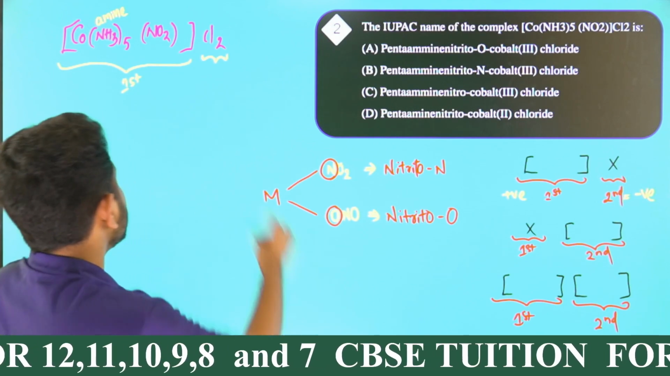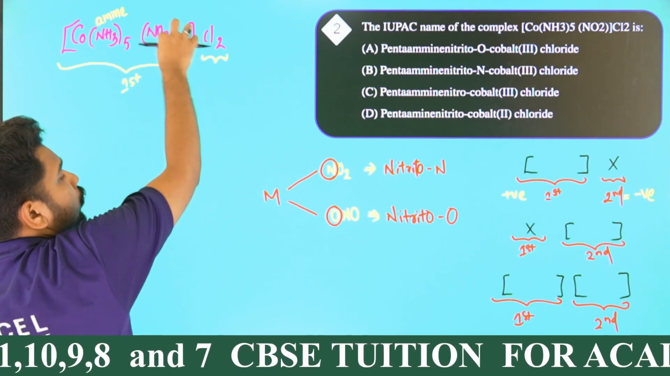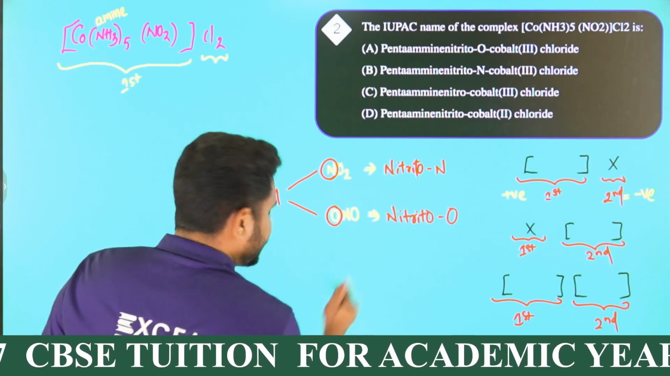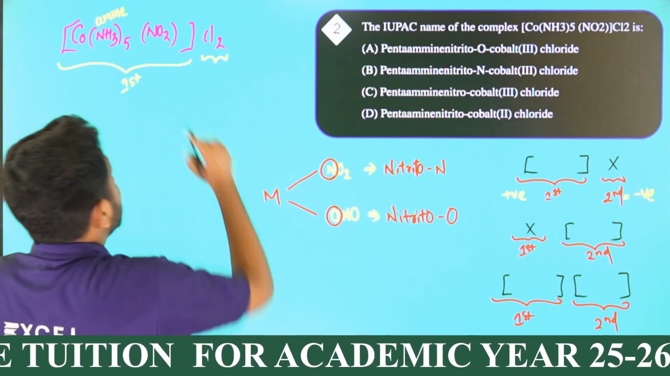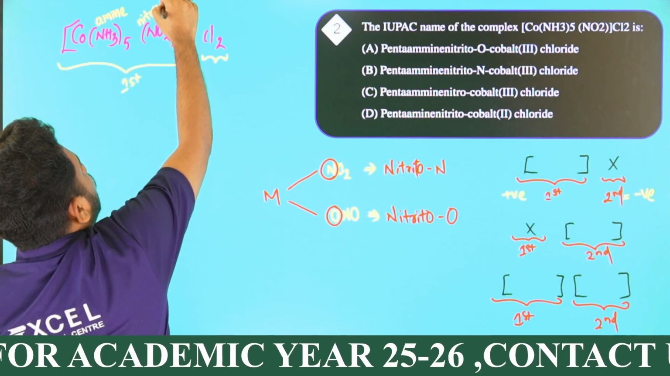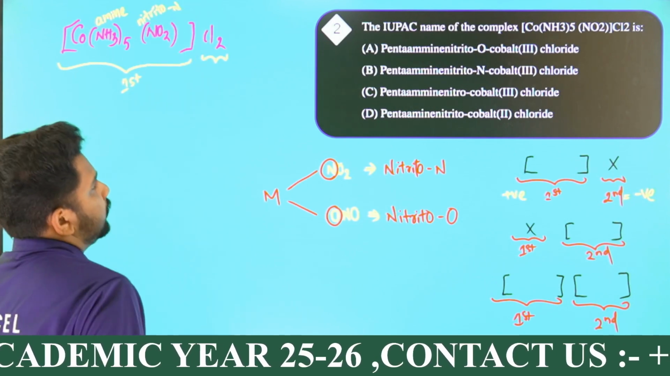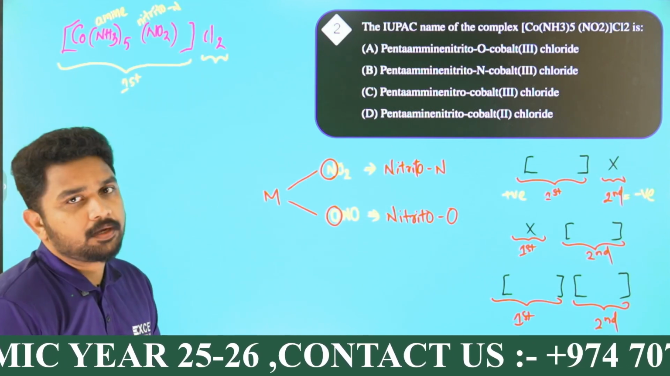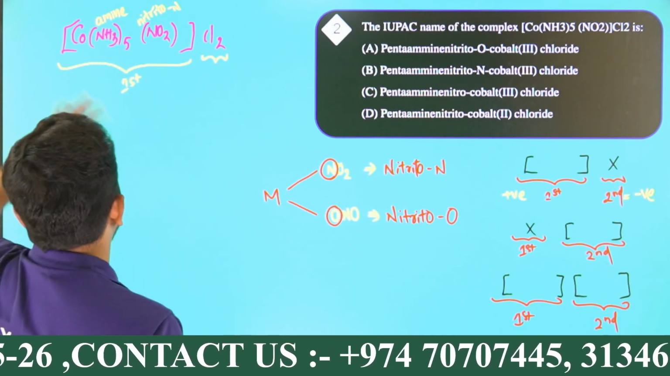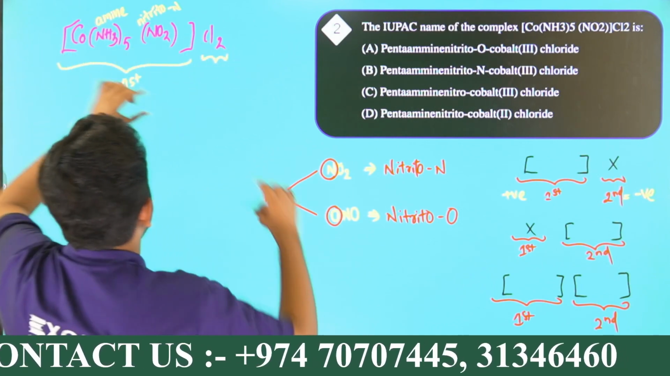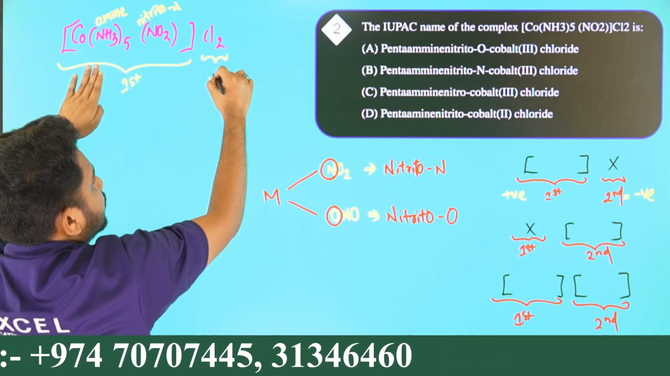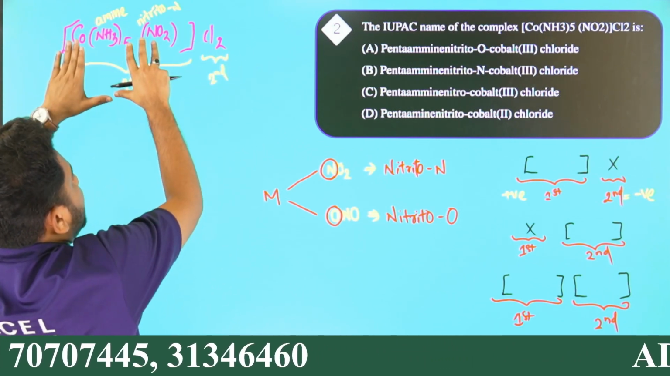Anyway, here you can see it's NO2, not ONO, it's NO2. So if NO2 came, what will be the name? It is nitrito-N. Okay, nitrito-N. Now we can start naming. Now we can start the nomenclature of this coordination compound. I'm starting with the first part. This is the first part and this is the second part. So I'm starting with the first part.